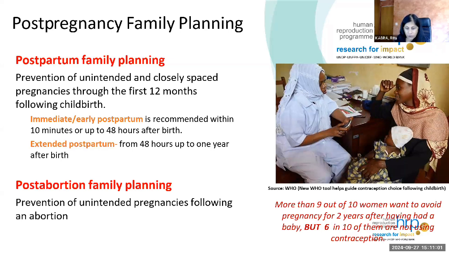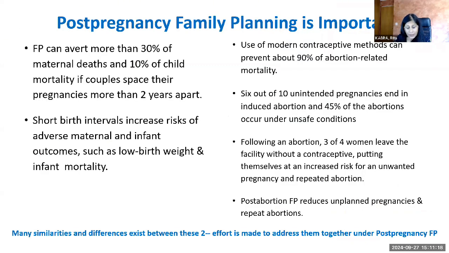Sometimes this abortion could be an ectopic, a gestational trophoblastic disease, or a missed abortion, but whatever kind of abortion it is, if we want to prevent an unintended pregnancy following it, it comes under post-abortion family planning. I think both post-abortion and postpartum are very important. And we know that family planning as such can avert more than 30% of maternal deaths, and about 10% of child mortality if couples space their pregnancies more than 2 years apart. To space their pregnancies, they need to use contraception.